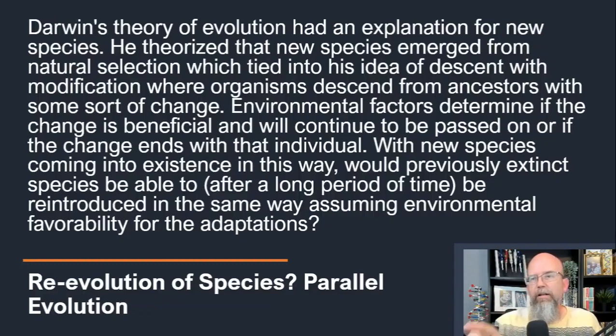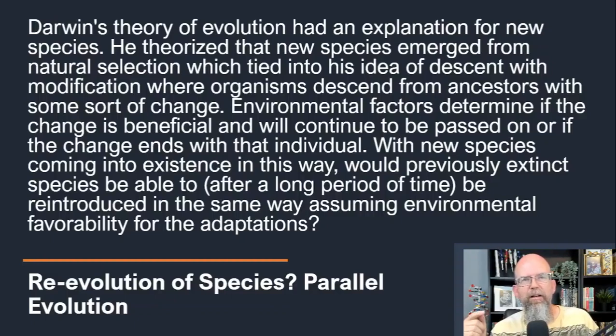And so individuals are like, oh, I like that characteristic, right? So they select that characteristic, pass it to the next generation, and voila, we got dogs with floppy ears. Both of my dogs have floppy ears, and we like them, and so we're the selector. So we're selecting that particular feature, and that's descent with modification. Environmental factors determine if change is beneficial and will continue to be passed on, or if the change ends with that individual. Hey, what about my dog example?